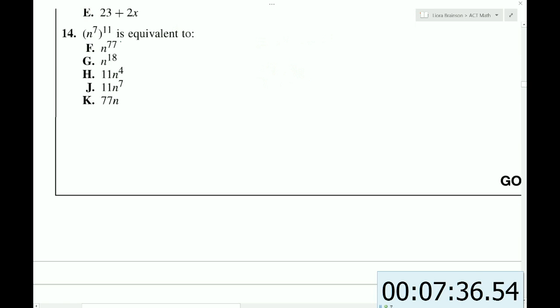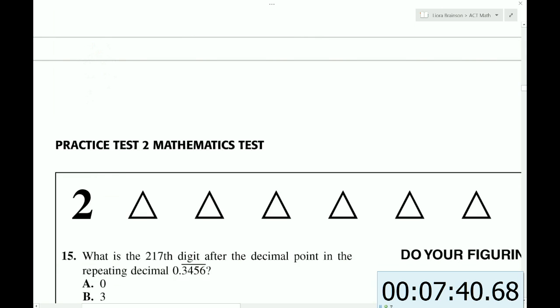n to the 7th to the 11th. So this is a multiplication of exponents. Right? Rule 3 of our exponent rules.